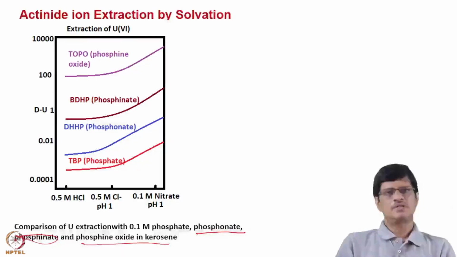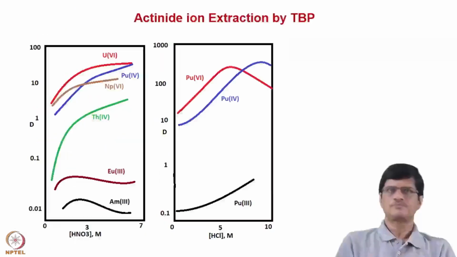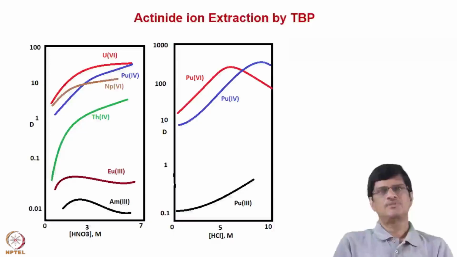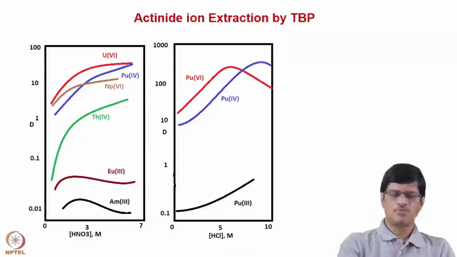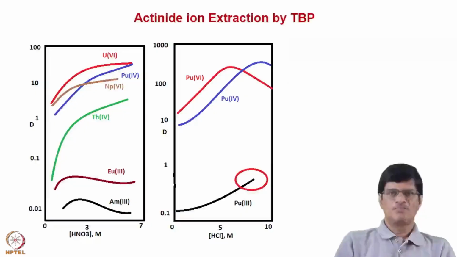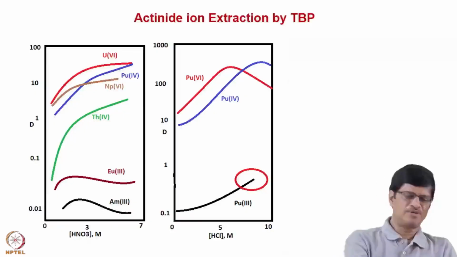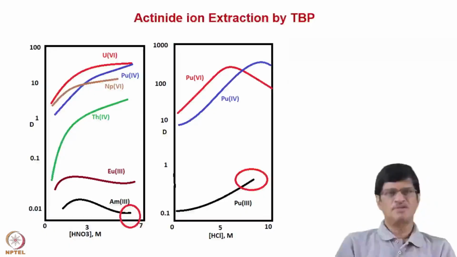So this suggests that it depends on the basicity of these extractants, and trioctyl phosphine oxide is a strong base and it forms a stronger complex. That is how the uranium extraction is much higher with TOPO. Also, I have shown here a comparison of actinide extraction by TBP. So the trivalent actinide extraction I have shown on the right side for plutonium-3 from HCl medium, and that of americium-3 from the nitric acid medium in the left side figure.